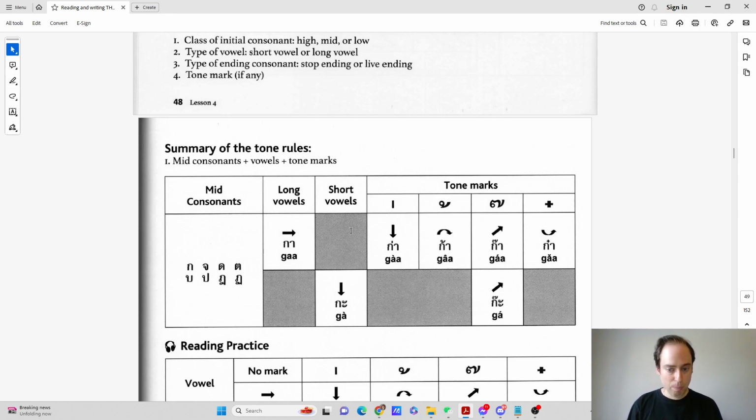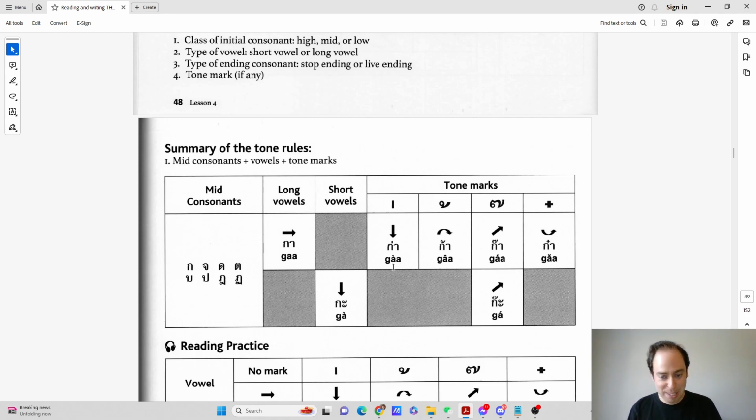So to show you what this means, if we have a mid-consonant, which is any one of these, and we have a long vowel, so ga in this case, if there's no tone mark, then it's just a flat tone. However, if it's a short vowel, then it becomes a low tone. So this is ga and this is ga. So that's a bit tricky, because if you want a low tone with the long vowel ga, then you have to add the tone mark here.